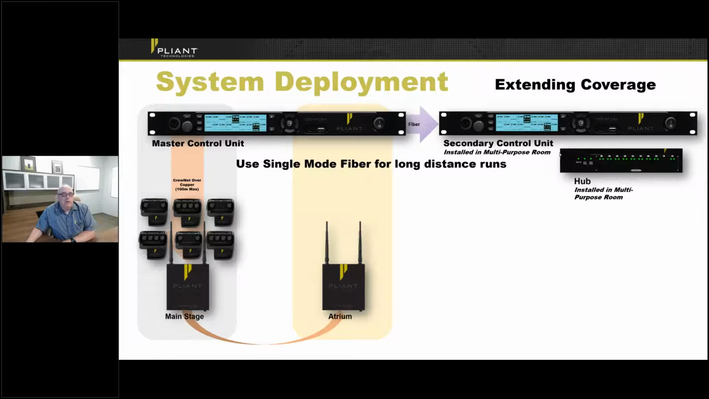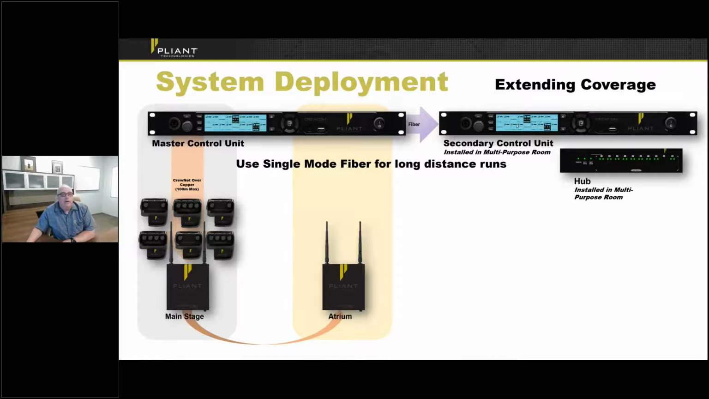Another thing I can do, as you saw in the last example, I just had a hub in the other location. But let's say I need to tie into some wired intercom that's in that other facility. I could add another control unit to that system. I can actually add a total of 4 control units. That's the maximum for 72 packs.